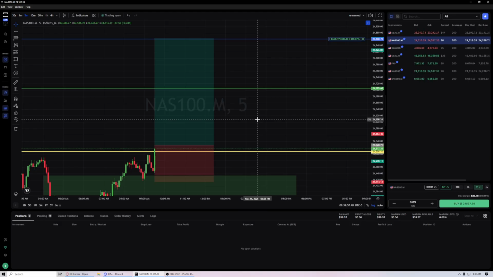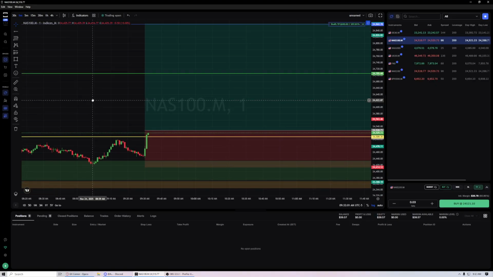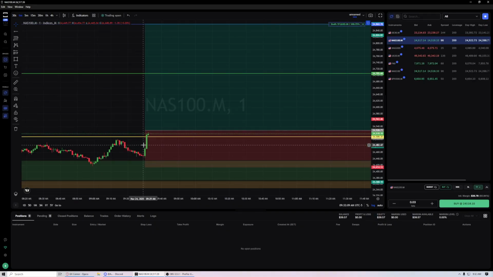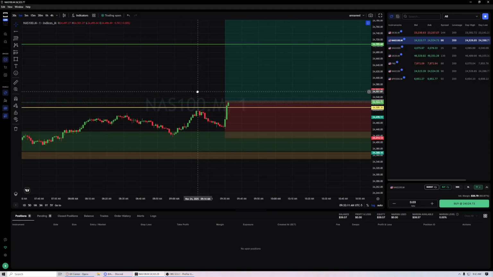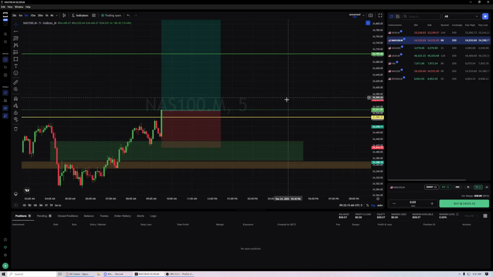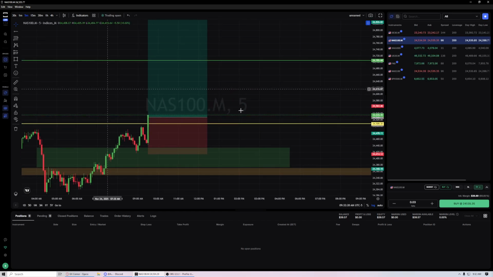Get a 5-minute candle closure up here, that'd be amazing. We got a 1-minute candle closure above, but I want like a 5-minute confirmation candle. It'll probably come back down. I don't know. A 1-minute fair value gap is usually never that important or that tapped on. It's coming up pretty hard.